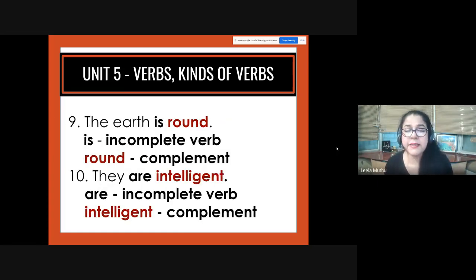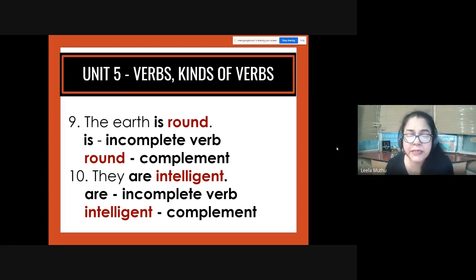The earth is. Now I told you all helping verbs are absolute incomplete verbs. The world is. Add something. My brain is going nuts. I need to know that it's a complete sentence. The earth is round. Earth is what? It's round. So round is the complement.